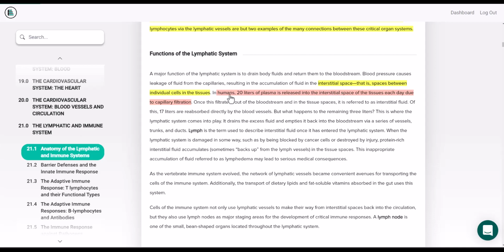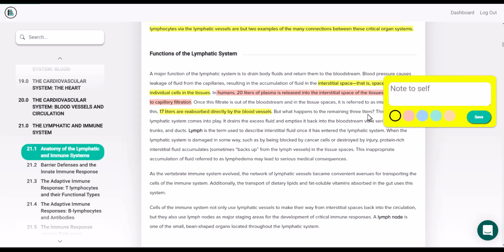Clearly, this is something that's happening 24/7. You constantly have some plasma leaking into the interstitium. But of the 20 liters that are released from the blood vessels into the interstitium, about 17 liters are reabsorbed. So that means that only 3 liters are left behind. What happens to those 3 liters? Well, those 3 liters, if everything is well, get picked up by lymphatic vessels. And we're going to be seeing that there are lymphatic vessels, lymphatic trunks, lymphatic ducts.